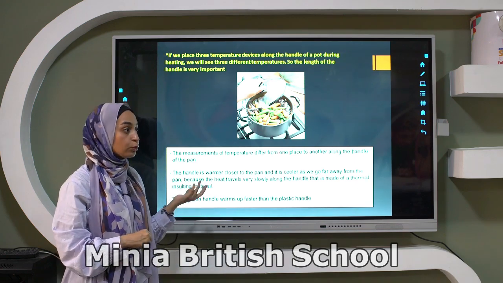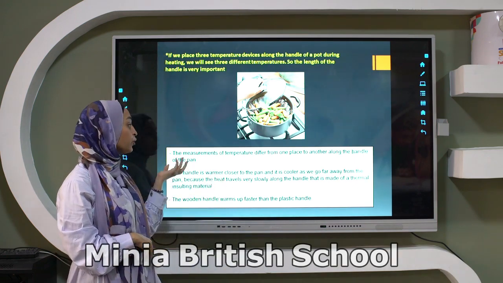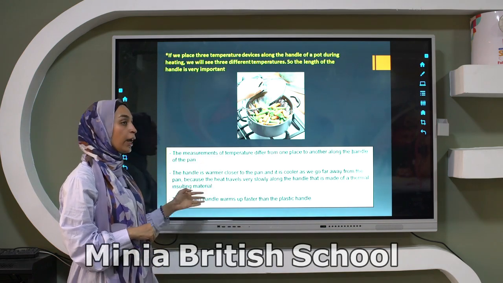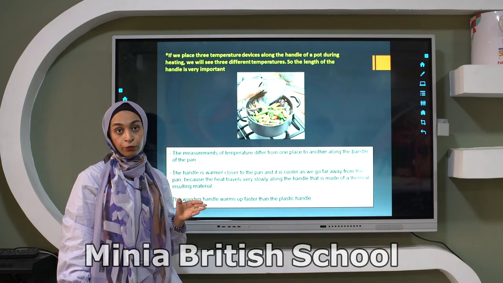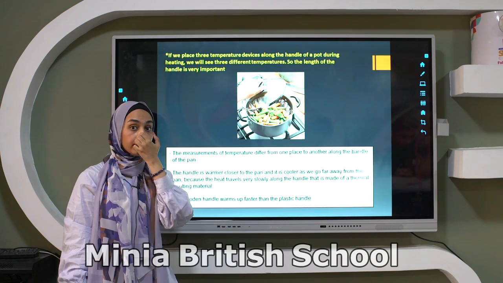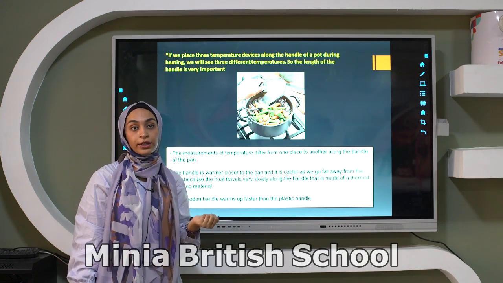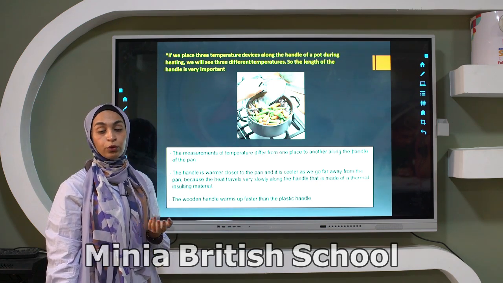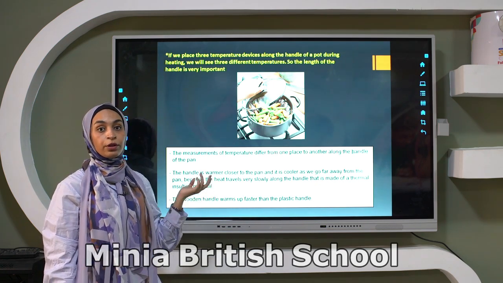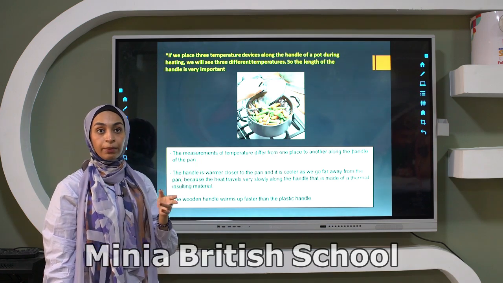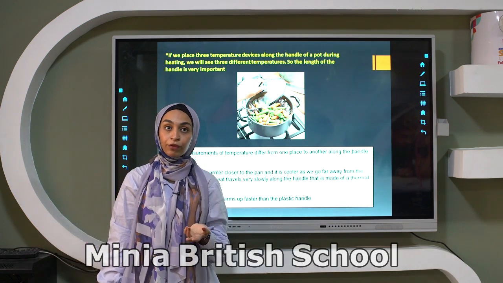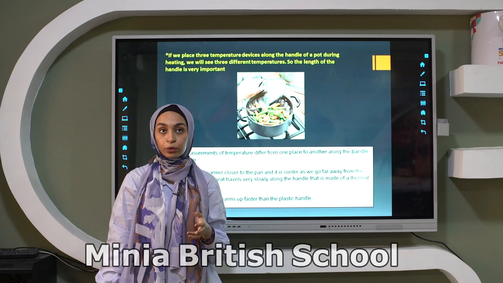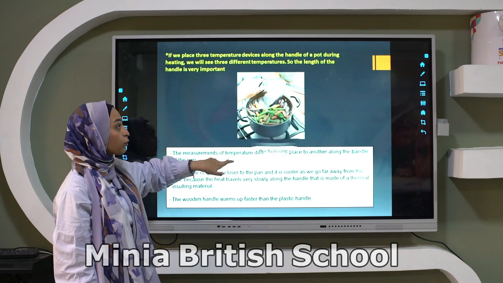So what can I conclude? I can conclude that the measurement of temperature differs from one place to another along the handle. Also, the handle that is made of wood is warmer than the handle that is made of plastic, although both of them are insulators, because both of them resist or slow down the flow of heat, but wood warms faster than plastic. So which one will be safer if you are going to use a handle? Of course, the plastic one. That's for the first part of lesson 4.